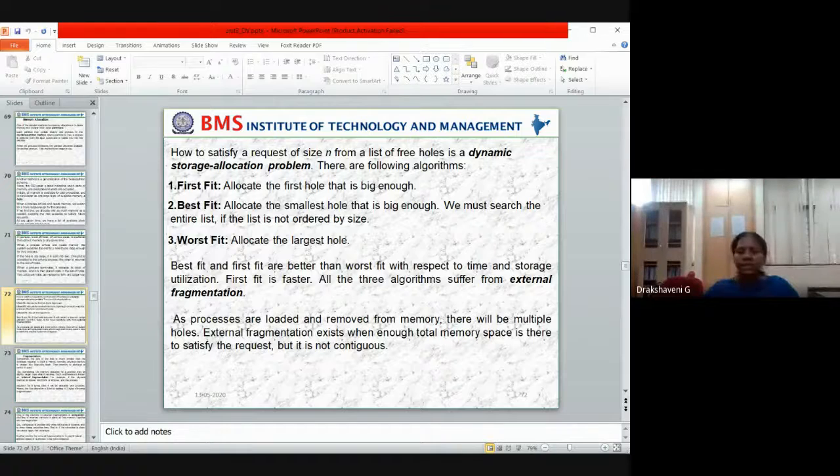First, we should know what external fragmentation is. External fragmentation means processes are loaded into and removed from memory, so there may be multiple holes. External fragmentation exists when there is enough total memory space to satisfy a request, but it is not contiguous. So what is this external fragmentation? Akash sat in the first bench, Mithili in the second bench, Bhavishya in the third bench, and one more person in the fourth bench.